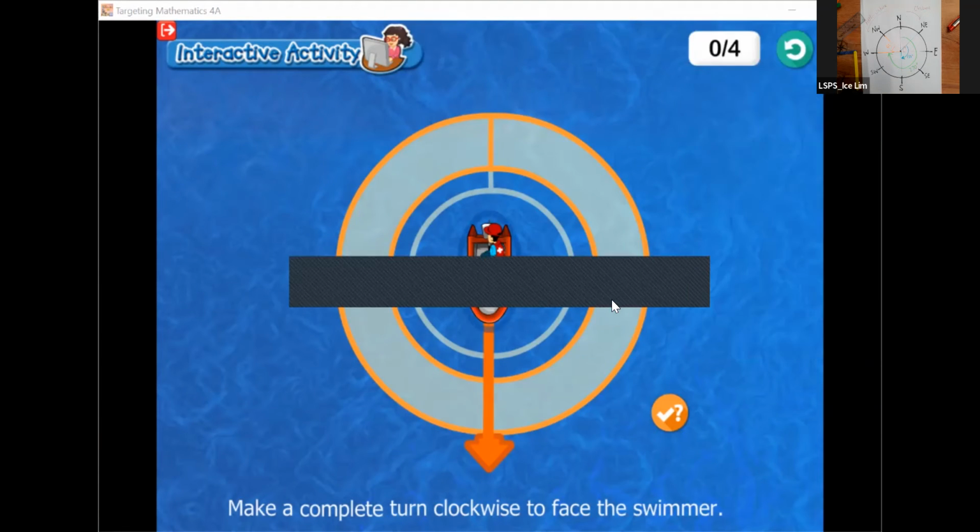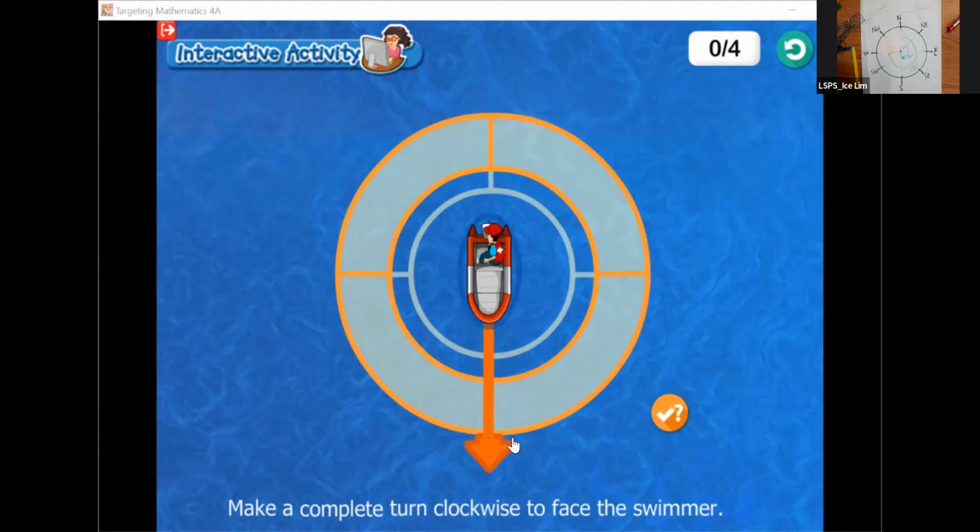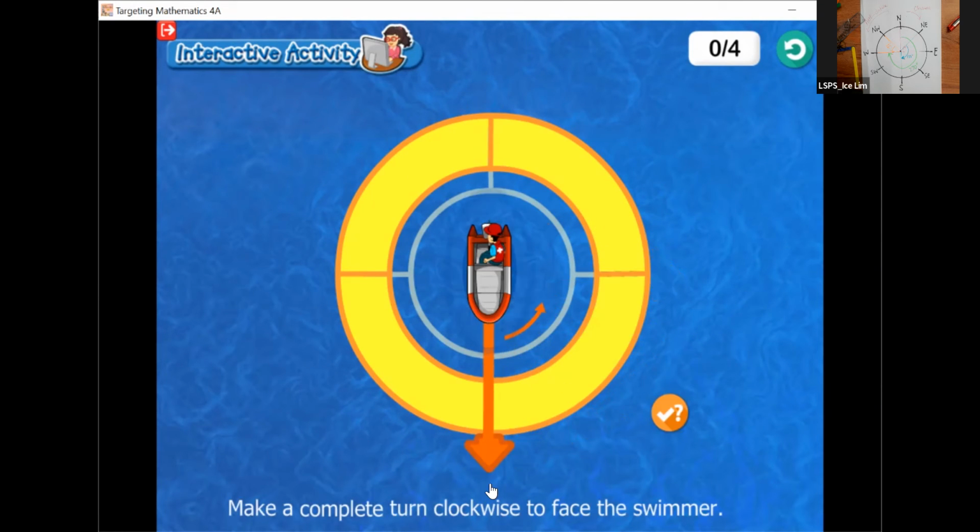Now, let's take a look at this. The man in the boat is a rescuer. He's standing here in the boat, and the boat is pointing south. He makes a complete turn clockwise to face a swimmer who needs help. So I turn clockwise and I'm back to south. A complete turn is 360 degrees. Let's check. Oh no. To face the swimmer. Or the other side.